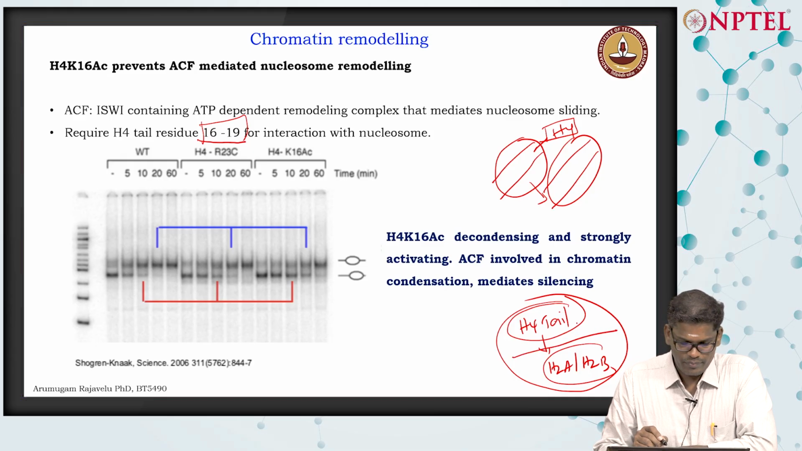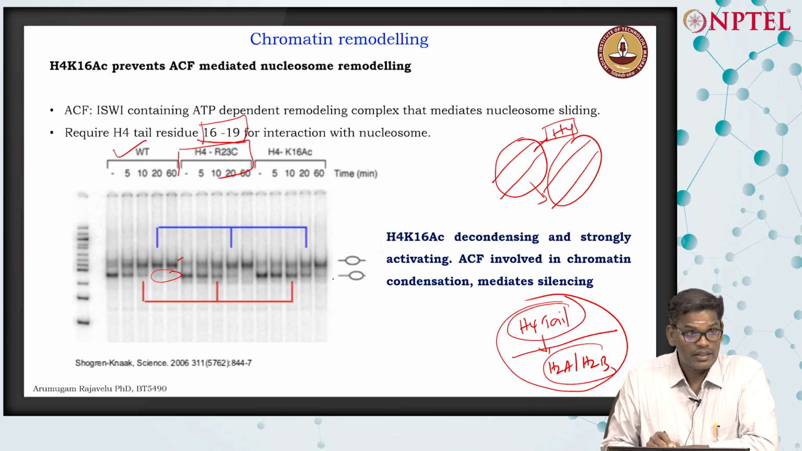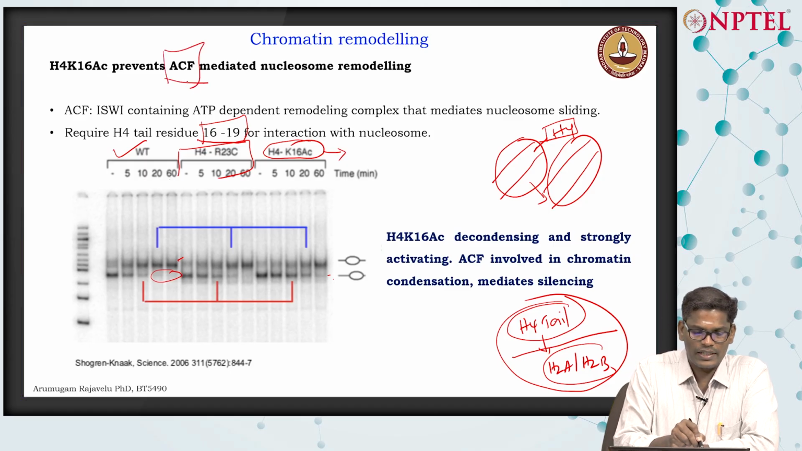Here, if you don't think about this one right now, and just look at this as wild type chromatin remodeling, time dependent, until 60 minutes they conducted, and then they see a good shift. Most of these nucleosomes are shifted up, it is very clear, but here there is a delay. The nucleosome remodeling is delayed because there is acetylation at these positions. So they are trying to say the acetylation prevents the remodeling by ACF. How exactly, mechanistically, I will tell you later.